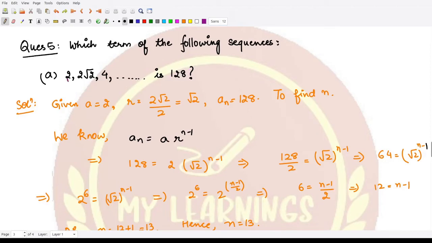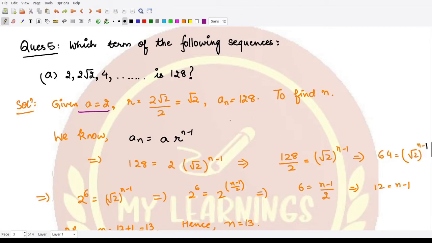So here the first term is given to us as 2. We can calculate the common ratio by dividing the second term with the first term. So this is what we are doing, 2 into square root 2 divided by 2. So you see this 2 and this 2 cancel with each other, and square root 2 is the common ratio, right? a is known to us, r is known to us, an is also known to us, 128. We need to find the position of this an, right? So that will be determined by the number small n, correct?